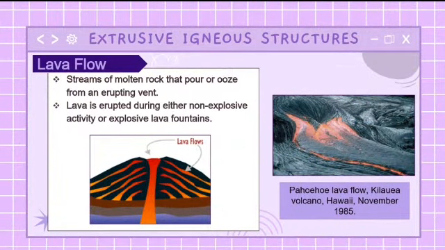The next one is lava flow. Lava flows are streams of molten rock that pour or ooze from an erupting vent. Lava is erupted during either non-explosive activity or explosive lava fountains. So, kaya siya, lava flow. An example na to is Pahoehoe lava flow from Kilauea Volcano, Hawaii. Nag-take niya siya nga picture itong November 1985. So, muna siya, lava.